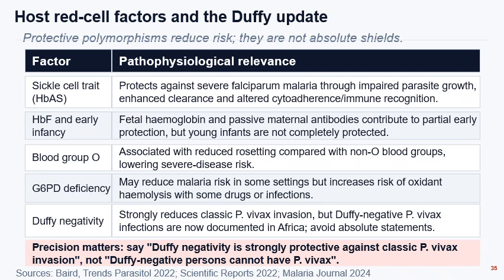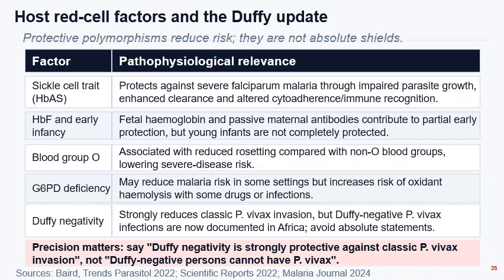G6PD deficiency may reduce malaria risk in some settings, but increase susceptibility to oxidant hemolysis. Duffy negativity strongly reduces classic P. vivax invasion, because the Duffy antigen is an important receptor. But Duffy-negative vivax infections are now documented in Africa, unlike what was previously reported.